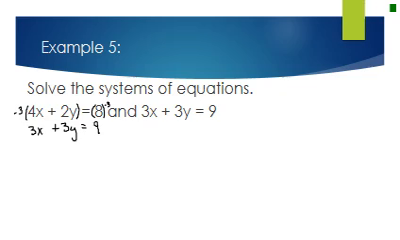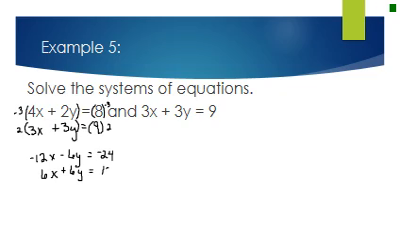So that one is going to be my -6y. So that means I want the bottom one to be my +6y. So that means I need to multiply this by 2. And then you also have to multiply this side by 2. So let's see what we end up with. That gives us -12x minus 6y equals -24. And then for the second equation, that gives us 6x plus 6y equals 18.